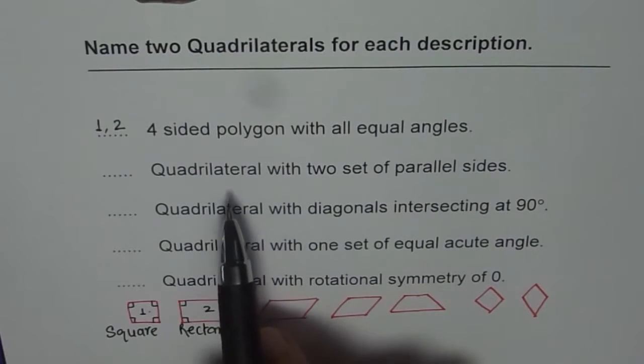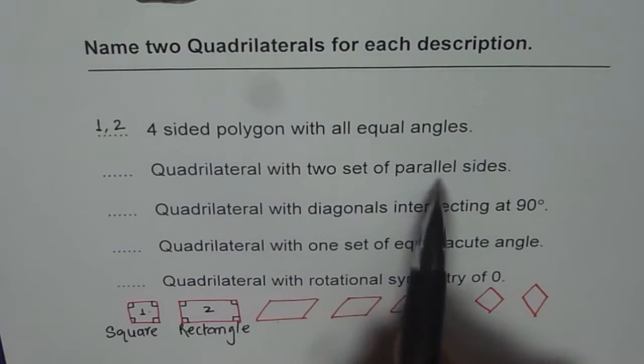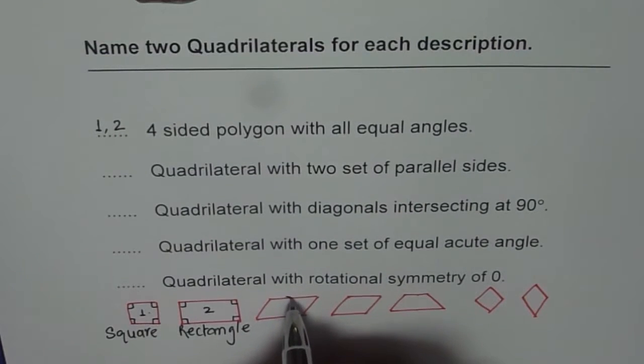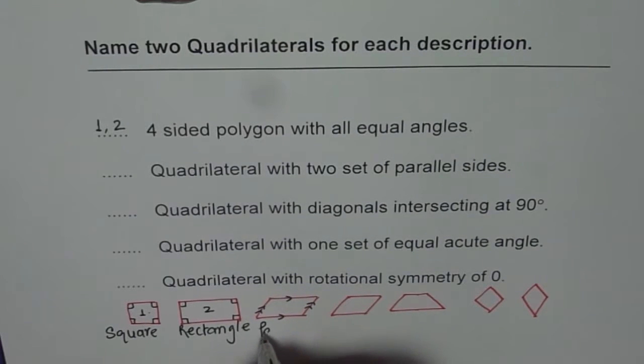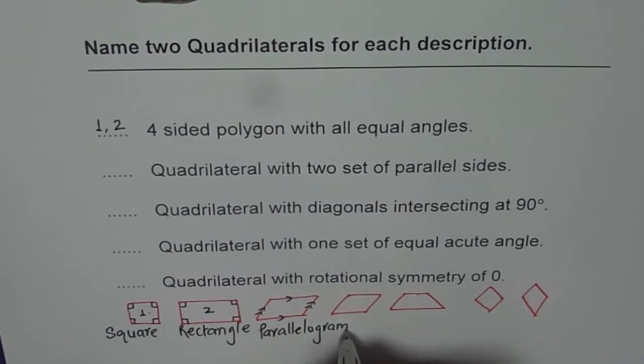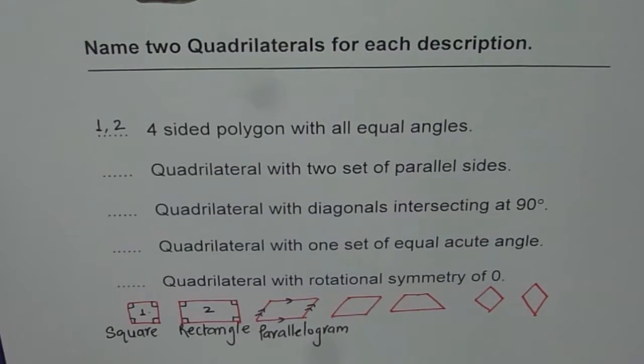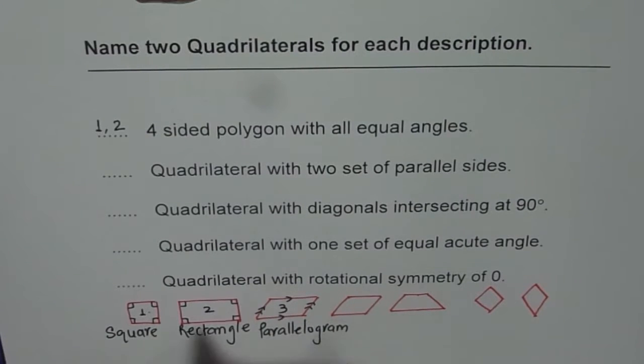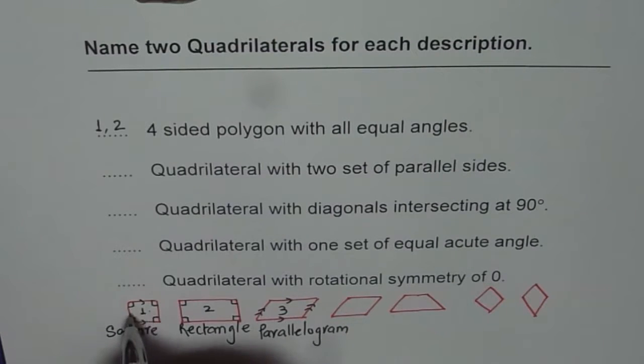Now, quadrilateral with two sets of parallel sides. So this is one set of parallel sides. This is another set of parallel sides, and we call this one a parallelogram. Okay, so that is the one. Well, you could also write 1 and 2 in this. There are also two sets of parallel sides. Do you see them? Okay, so these are all parallel sides. So you could also include 1 and 2 in this.